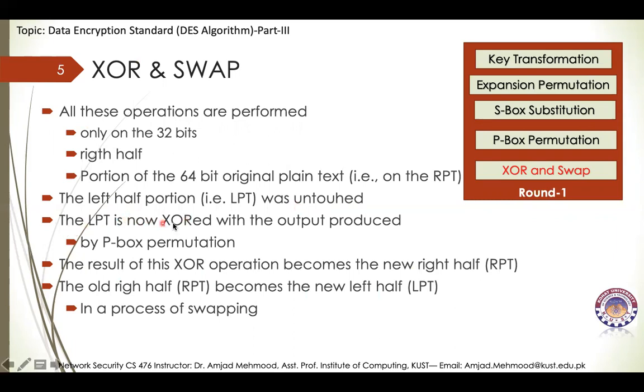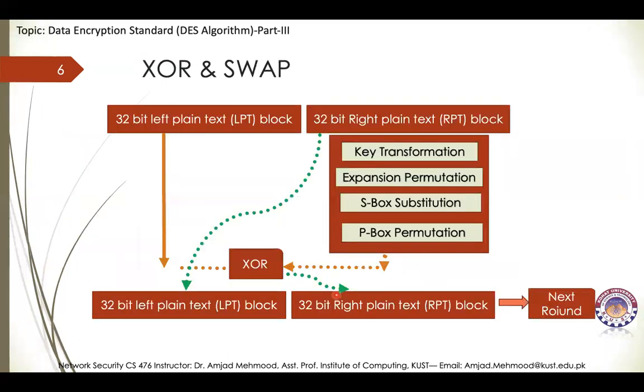The left plain text is now XORed with the output produced by the P-box permutation. The result of this XOR operation becomes the new right half, right plain text. The old right half, right plain text becomes the new left half. This is the process of swapping. So the left half will be converted into right, and right will be converted into left. I explained that with the help of an example.